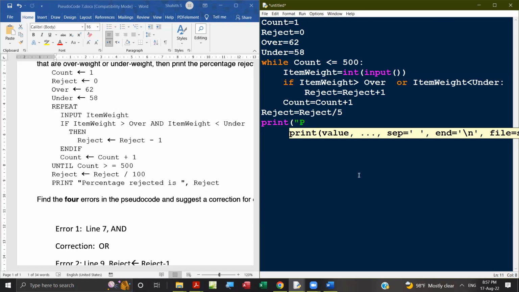This one. So this is some message, okay, for readability: "Percentage rejected". You need to put it inside speech marks. So it's good to put a colon. Okay, reject.